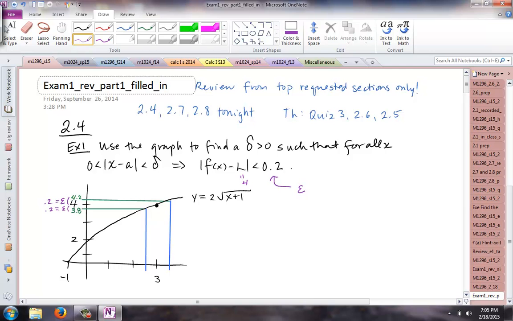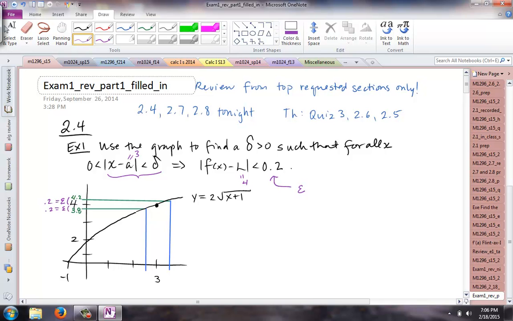So just kind of getting our bearings here. What we're trying to do is determine the delta. So the delta has to do with the y stuff or the x stuff? X stuff. Epsilon has to do with the y stuff. So now we're dealing with the delta. Here's the x and the a. What is the a for this problem, by the way? Can you determine it from the graph? 3. So that's the x-coordinate of the point.